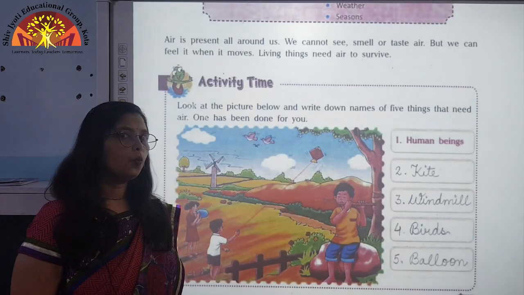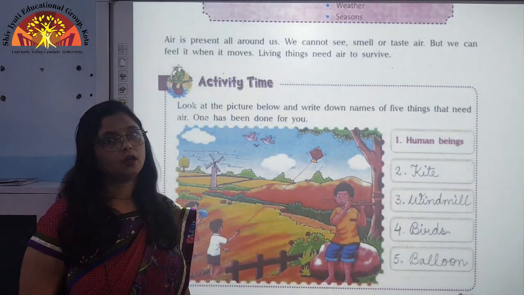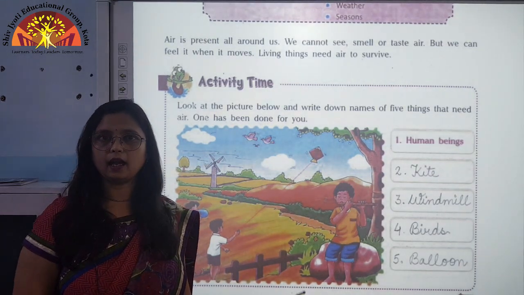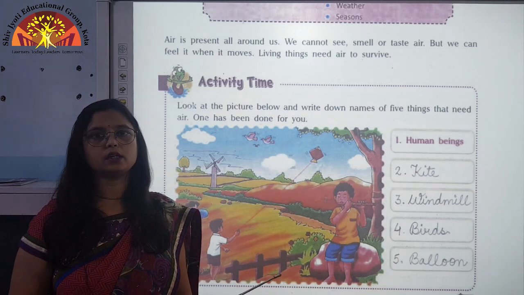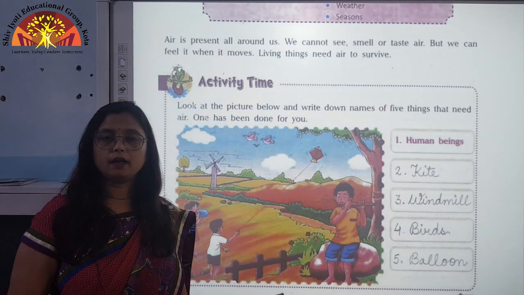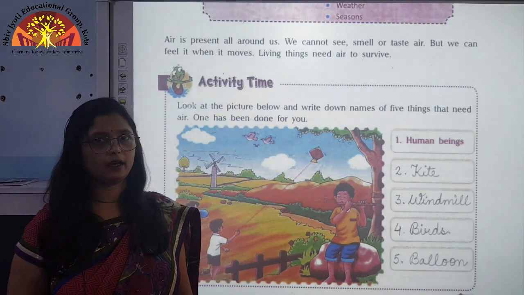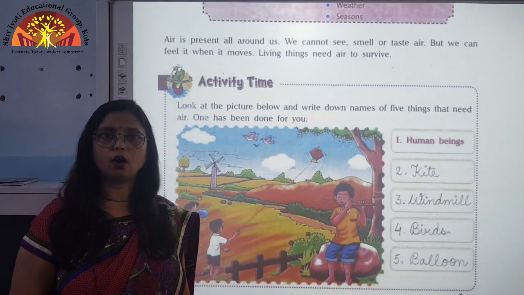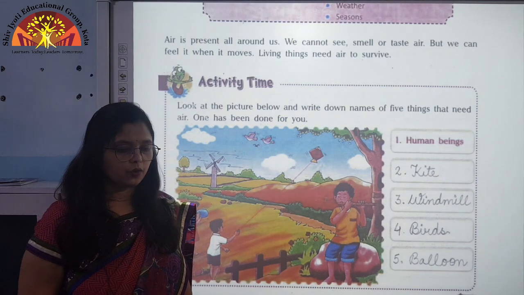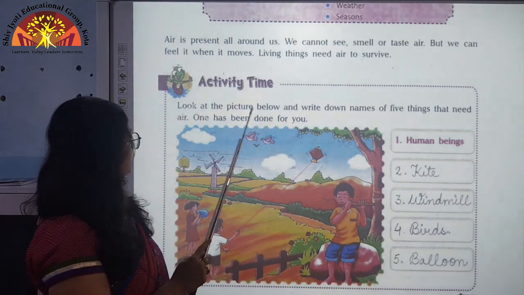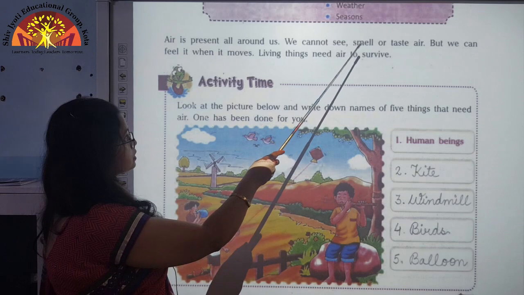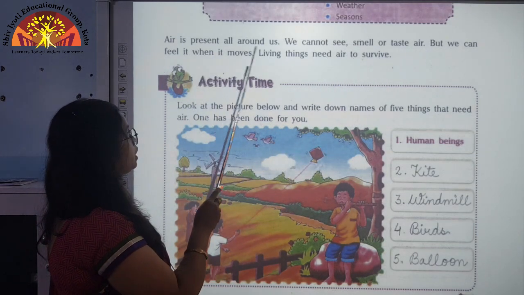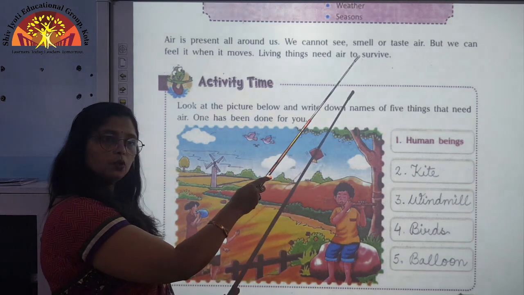So children, we need food to eat. We need water to drink. Both these help us to stay alive. Similarly, we need air to breathe in. Air helps us to stay alive. All the living things can survive only in presence of air. Air is present all around us. We cannot see, smell or taste air, but we can feel it when it moves. And all living things need air to survive.